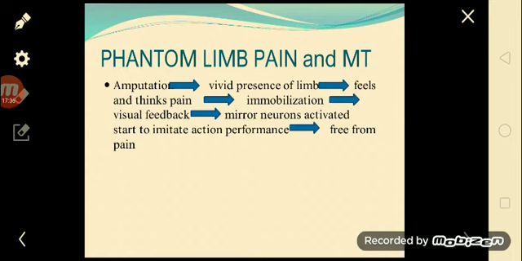Phantom limb pain and mirror therapy. After amputation, the patient feels the amputated limb is still present with pain. So he feels and thinks the pain and immobilization happens, and visual feedback was given with the mirror therapy, and the mirror neurons get activated and the patient starts imitating the same action and he is free from the pain.